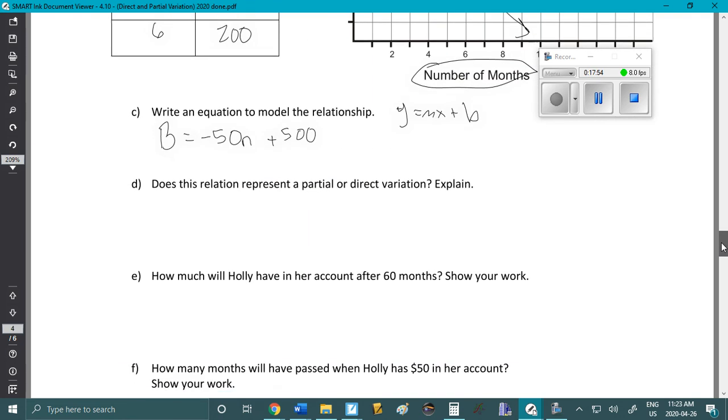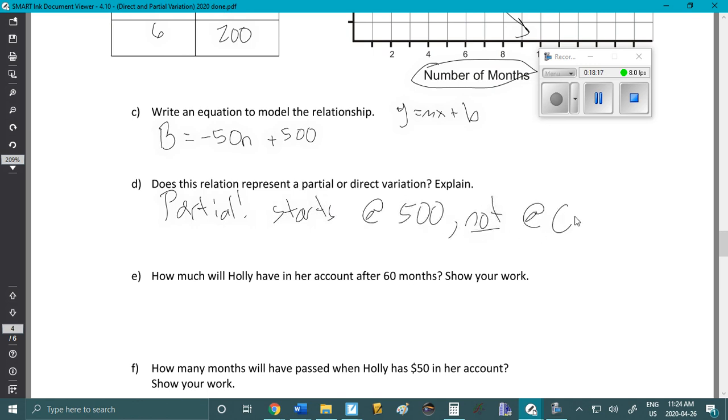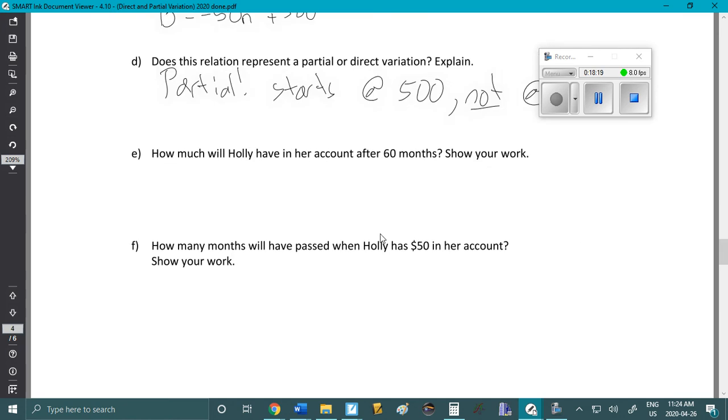Okay. Does this relationship represent a partial or a direct? I really want you to pause and answer this question because that's kind of what's new today. So the answer is, hopefully you tried it already. If not, pause now. It's partial because it starts at 500, not at 0. All right, so how much money will she have after 60 months?